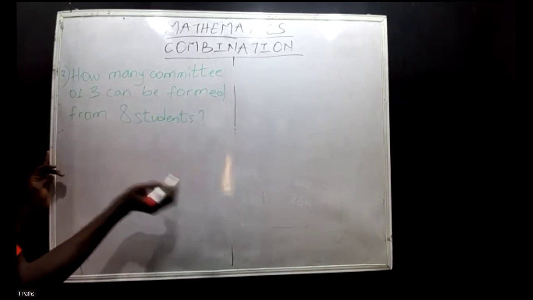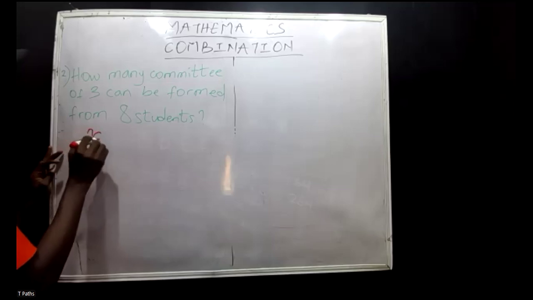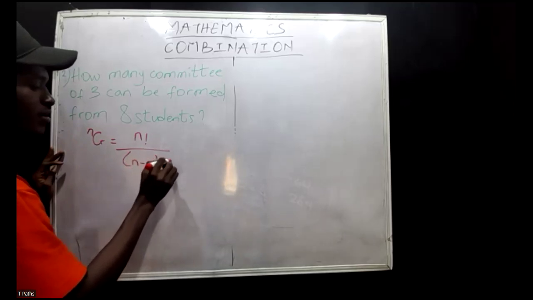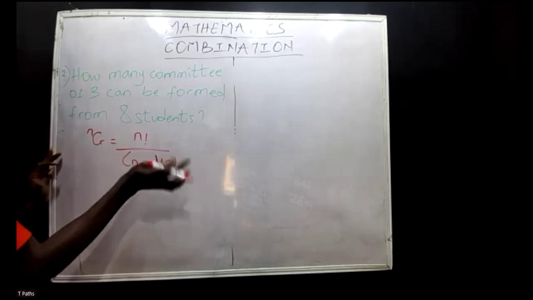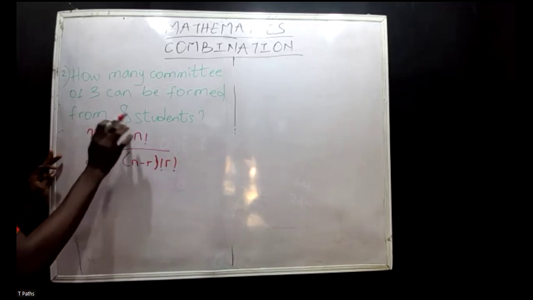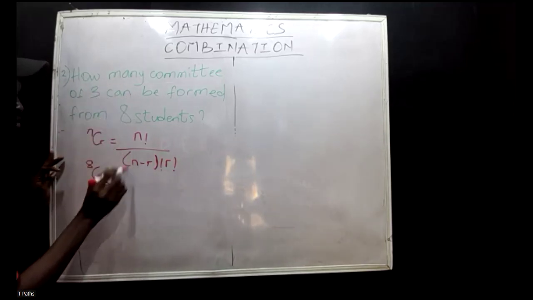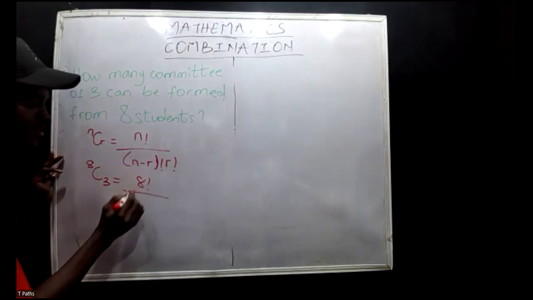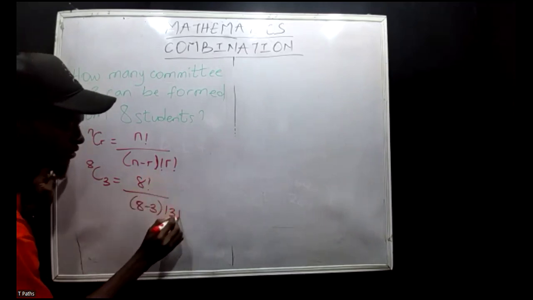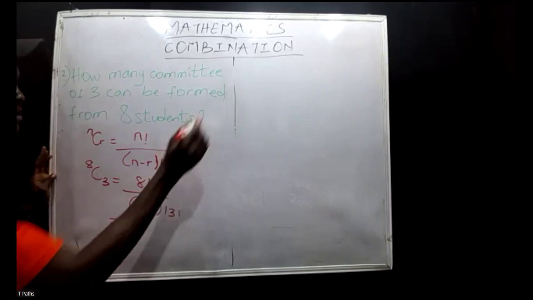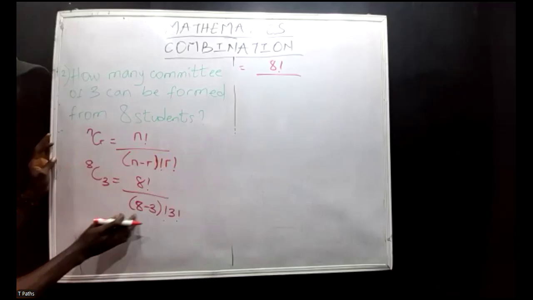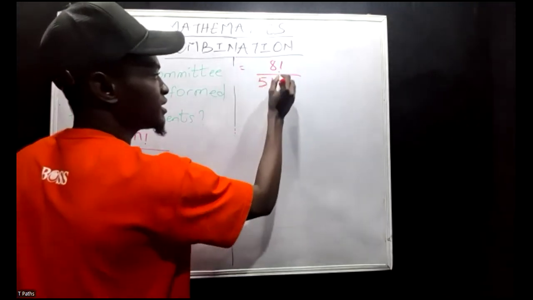We say this is a combination question. So what's our formula? Our formula is n combination r equals n factorial over n minus r factorial, times r factorial. My n is the total, which is 8. So I have 8 combination. Our r, which is the number selected, is just 3. So 8 combination 3 equals 8 factorial over 8 minus 3 factorial, times our r, 3 factorial. Subtracting this, we have 8 factorial over 8 minus 3, which is 5. 5 factorial, then 3 factorial.